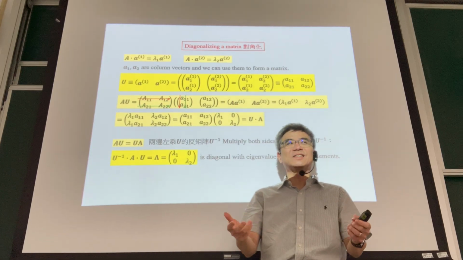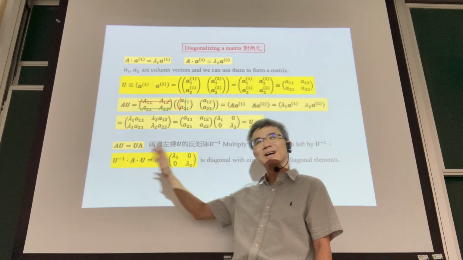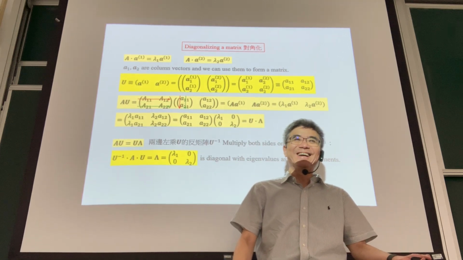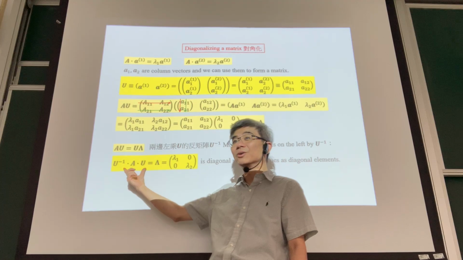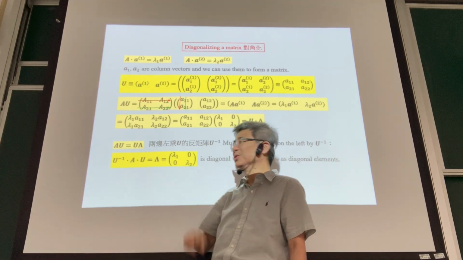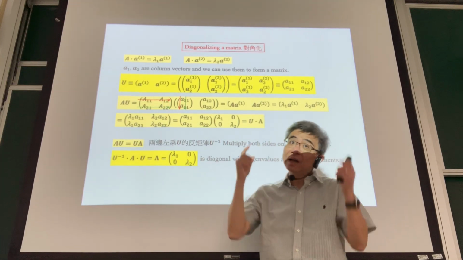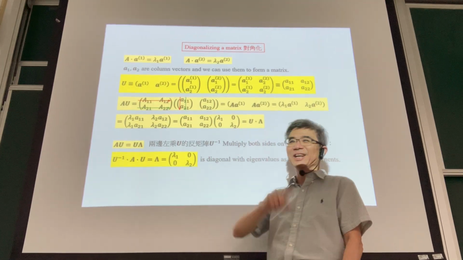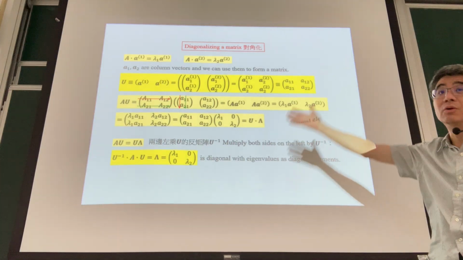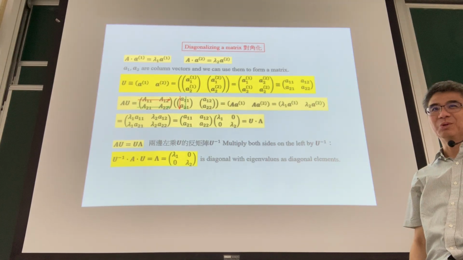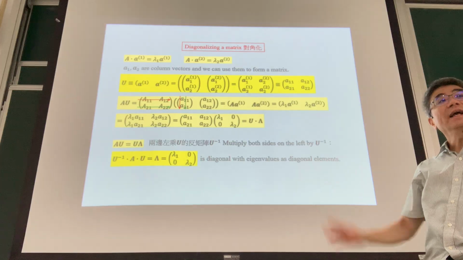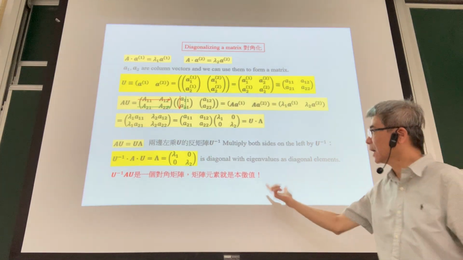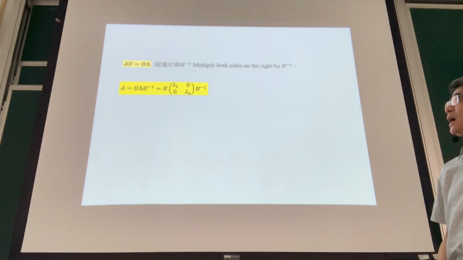The only thing it takes is to multiply U on the right hand side and U minus 1 on the left hand side. Okay, so it's powerful. U minus 1 times A times U is a diagonal matrix, and I know the elements of this diagonal matrix. Eigenvalue 1, eigenvalue 2. It's as simple as this, just one page computation. I can do it the other way.